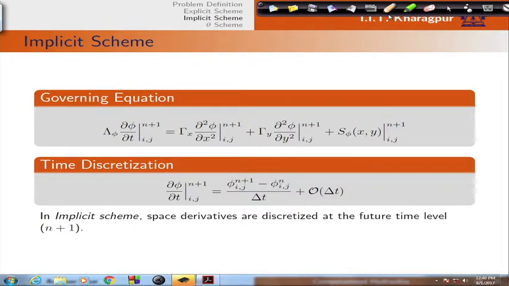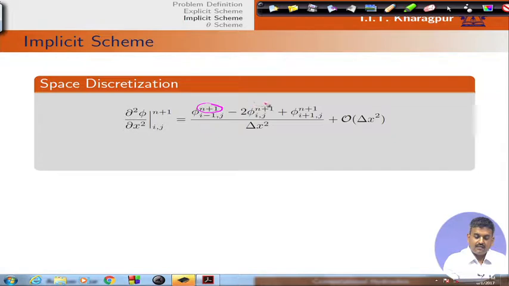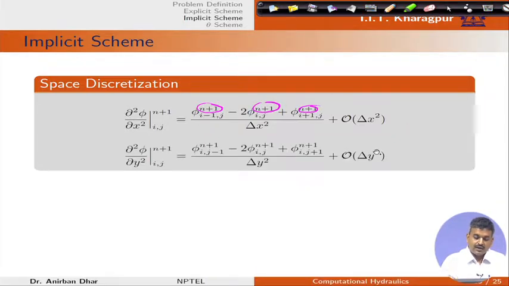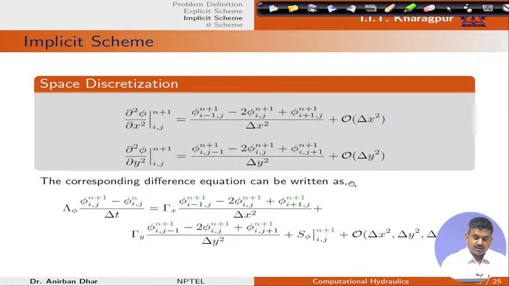Implicit scheme, space derivatives are discretized at the future time level n plus 1. Now, if you discretize the space derivatives del 2 phi del x 2, del 2 phi del y 2, we should discretize it at future time level. So, space derivatives, these are discretized at n plus 1 level. Similarly, for y direction. Now, we can write our governing equation in discretized form.